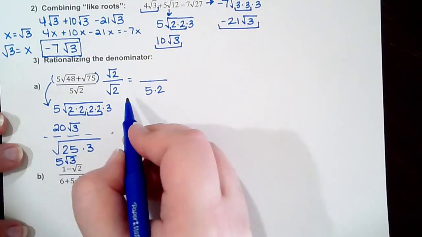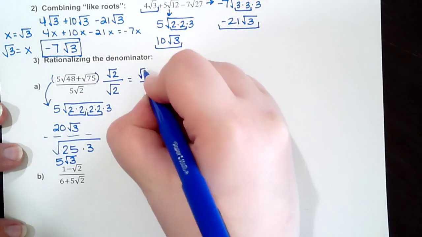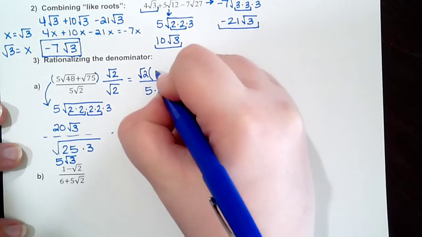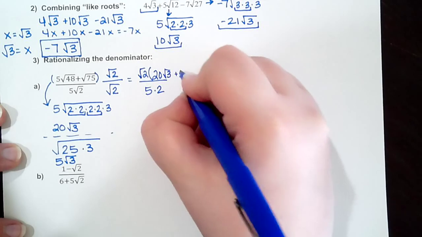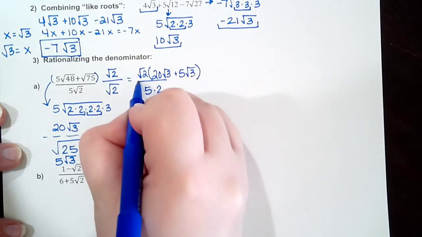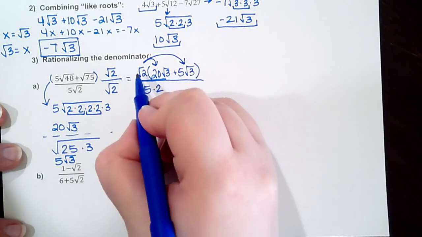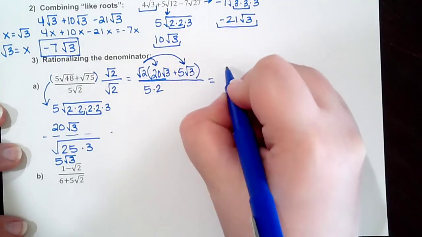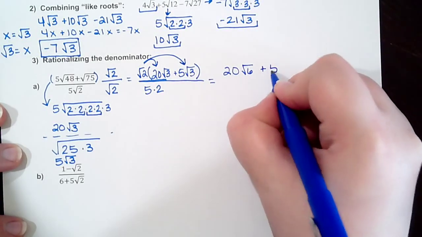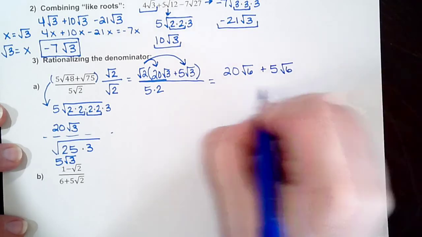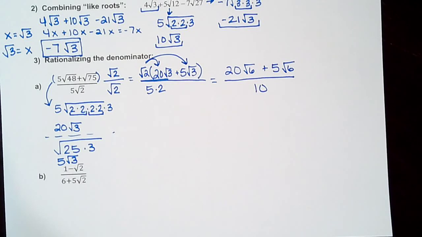Now if I bring these up and replace the top, I can say that it is the square root of 2 times 20 square roots of 3 plus 5 square roots of 3. Much easier to then multiply into both of those because we're just going to multiply into the radicals. And we're left with 20 square roots of 6 plus 5 square root 6 all over 10. However, we're not quite done.